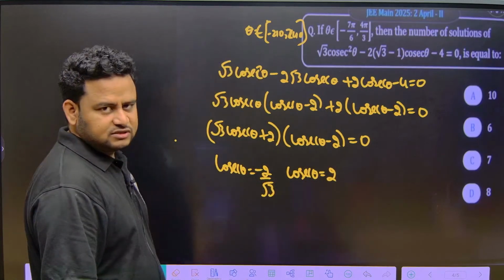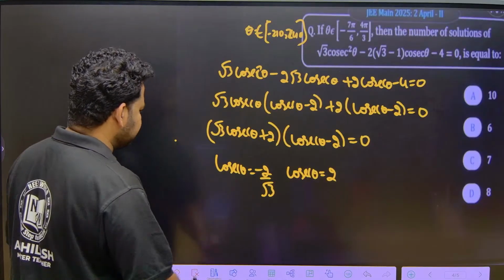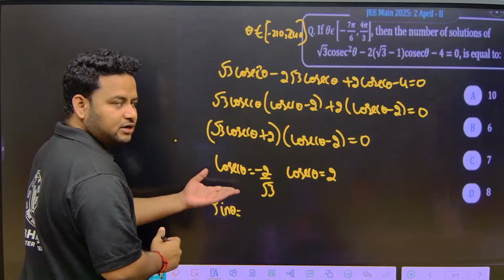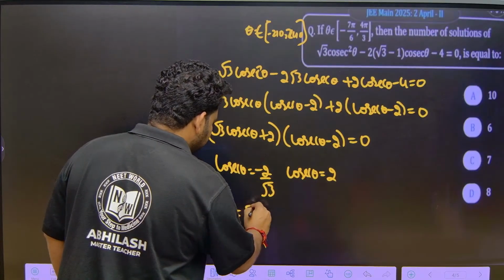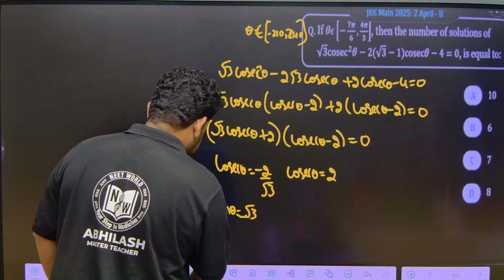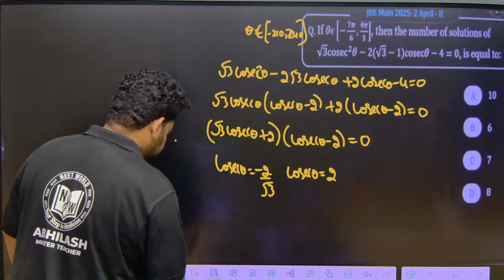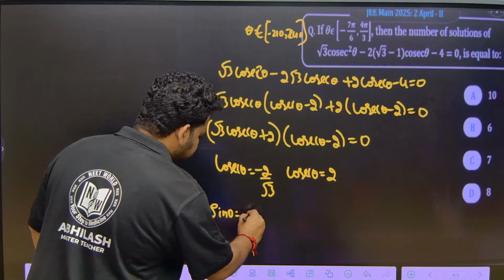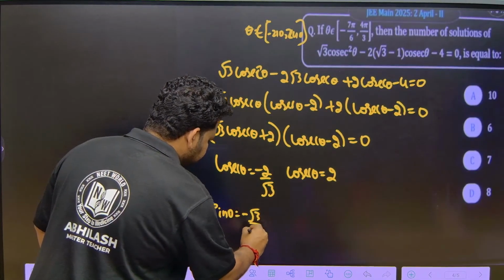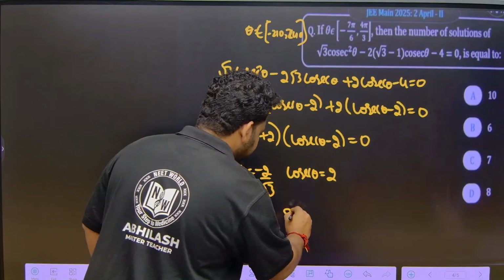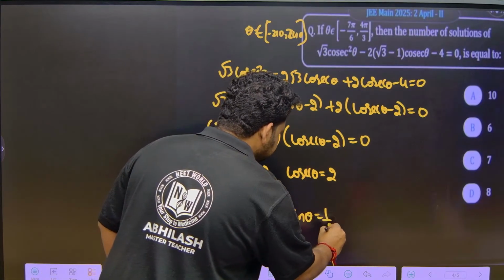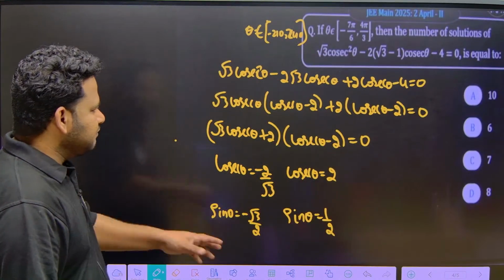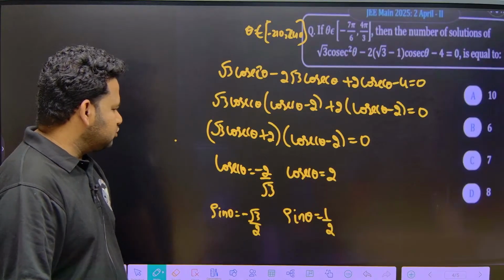So instead of drawing the cosec graph, let us draw the sine graph. So I can write this as sin theta. This is a reciprocal relation. Sin theta is equal to what? Minus root 3 by 2. Sin theta will be equal to minus root 3 by 2. So here also sin theta will be equal to 1 by 2. This is what we will have. Correct na? Here we will have sin theta is equal to minus root 3 by 2, sin theta is equal to 1 by 2.